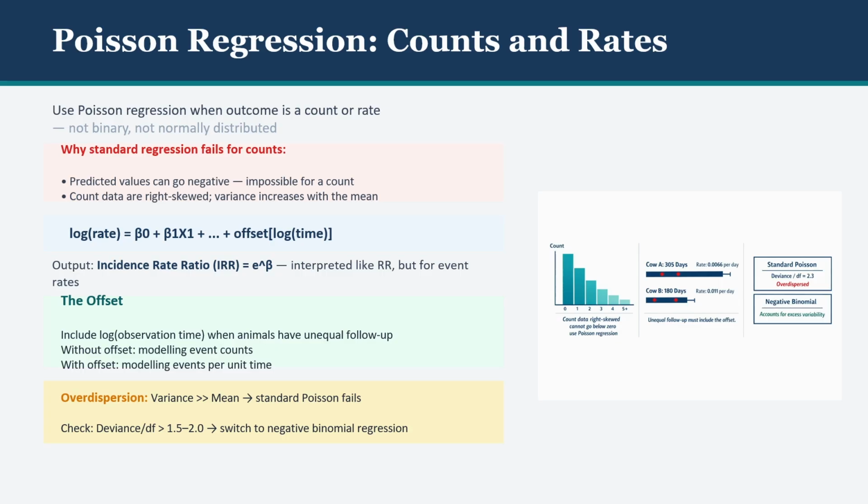Overdispersion is extremely common in real veterinary count data. Mastitis events cluster by herd, by season, by cow history, all creating more variability than Poisson predicts. Check the deviance divided by degrees of freedom. If it exceeds about 1.5 to 2, standard Poisson is underestimating your standard errors. Switch to negative binomial regression, which accommodates excess variability through an additional dispersion parameter.